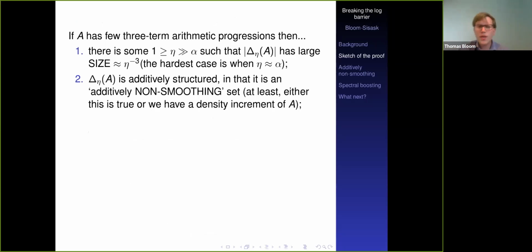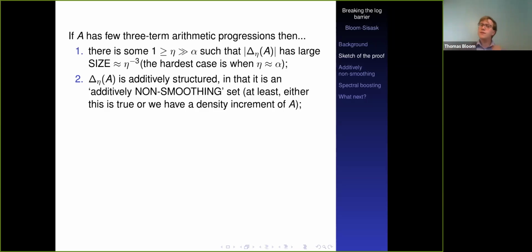What's next? Given this delta eta from the size step, we then want to argue that it's additively structured in a certain way, which we call an additively non-smoothing set. This terminology is from Bateman and Katz. To my knowledge at least, they were the ones to introduce this concept to additive combinatorics. This step and the following step were essentially the key parts of the Bateman and Katz proof. I'll explain what additively non-smoothing actually means in the next section of the talk.